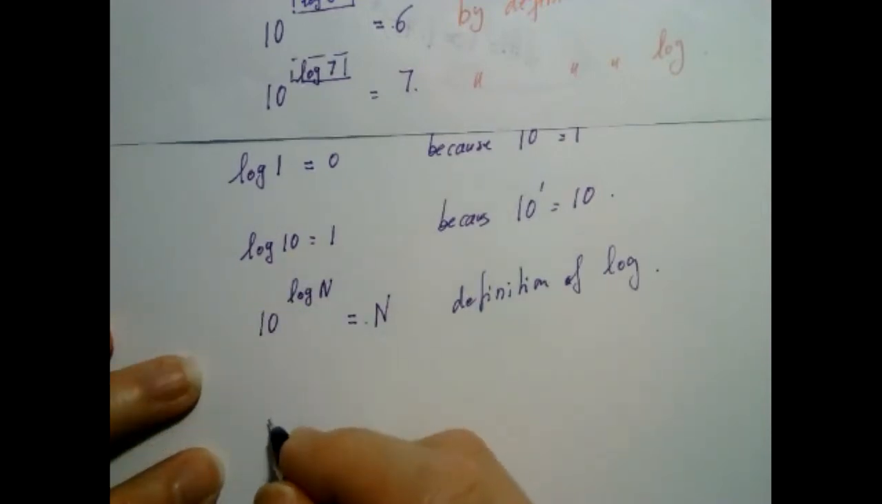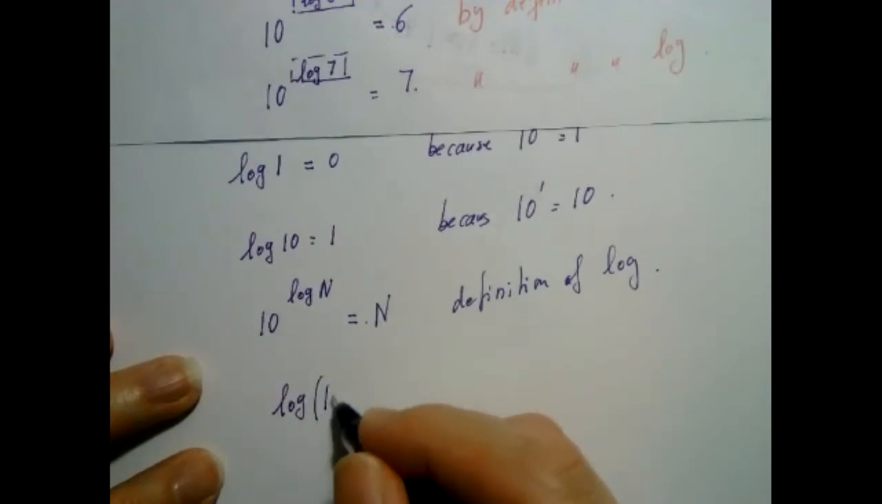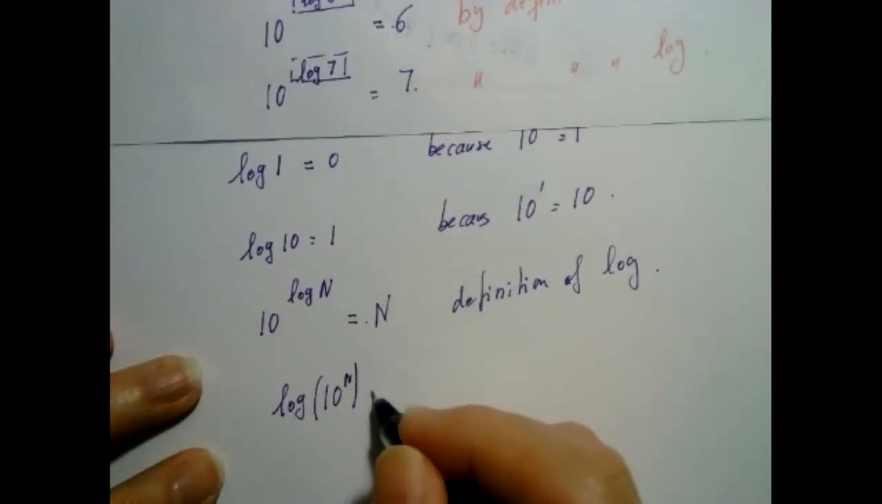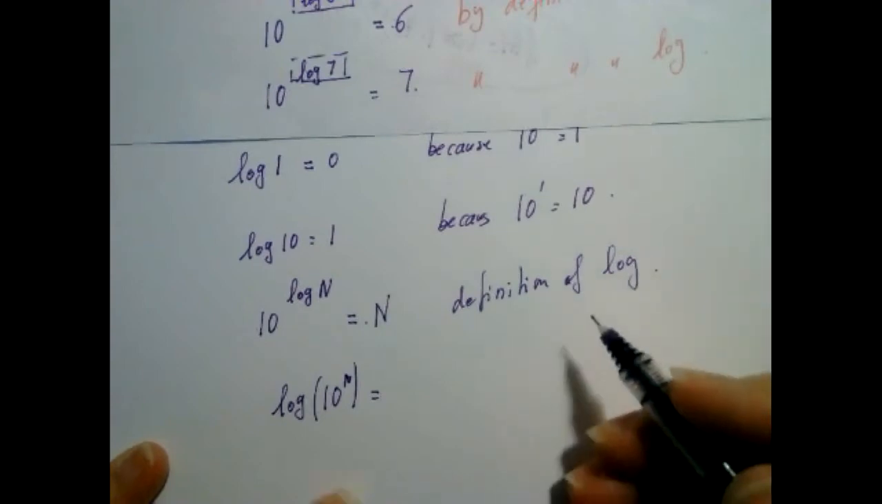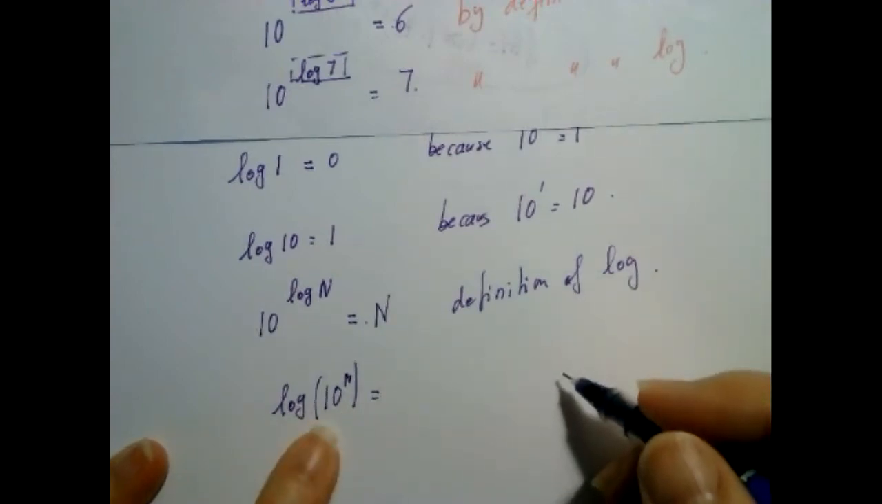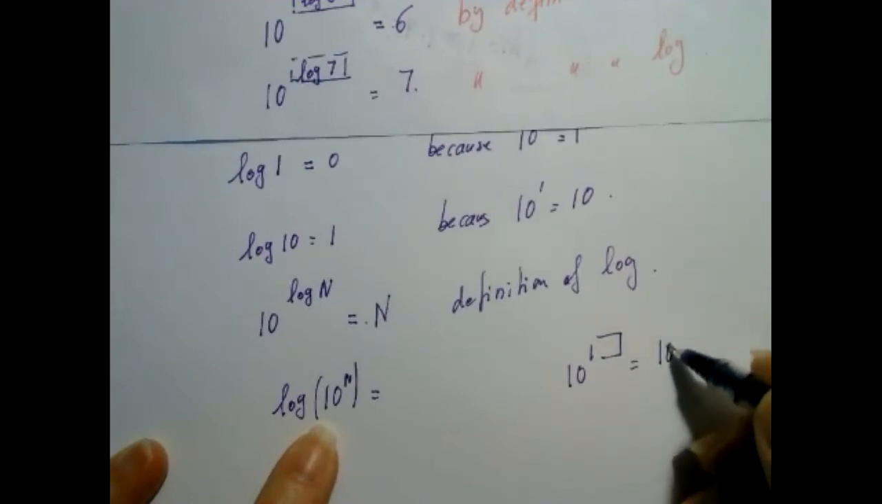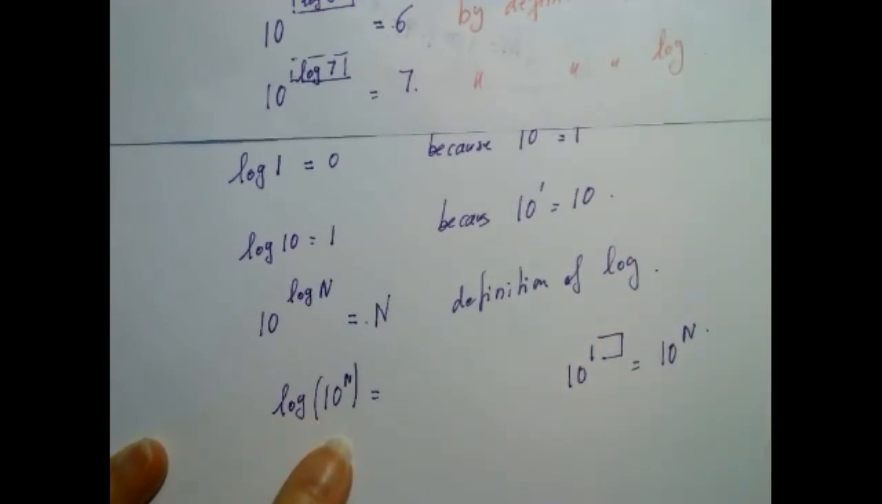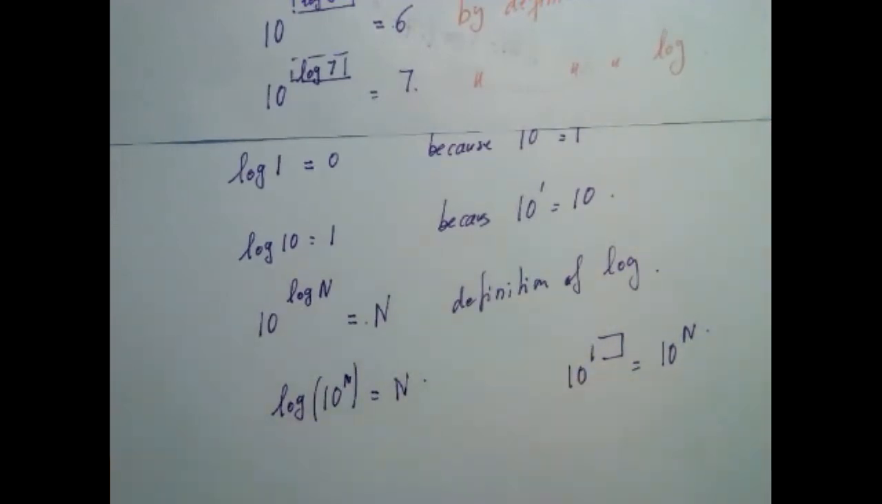The last one is the following. What's the log of 10 to the power n? This is not hard, because the log of something is the power that gives me that something. So what is log of 10 to the n? Again, it gives me n back. So that's the first set of properties of the log.